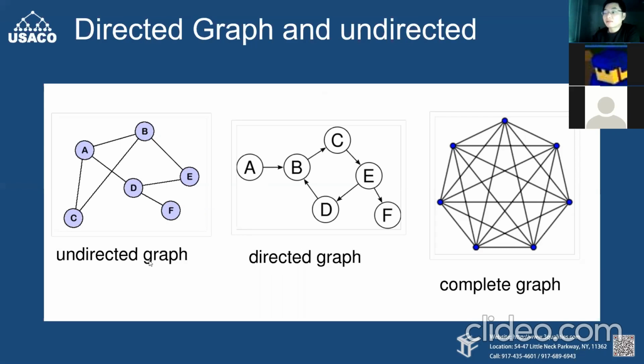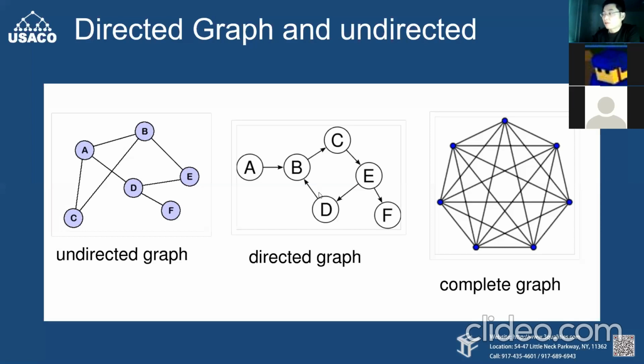In the undirected graph, they're connected, so you can travel from one node to another node, or vice versa. From B to A, from A to B, both are possible. But in a directed graph, all the travel has to follow the direction. A to B, B to C, right? C cannot go to B. Who can go to B? D, right? D can go to B. A can go to B.